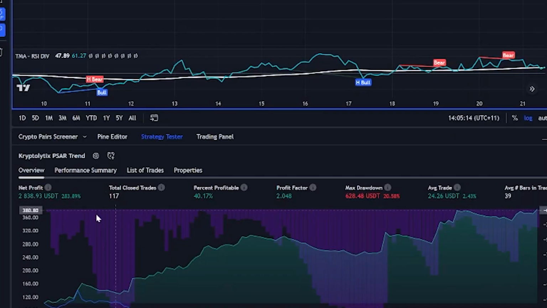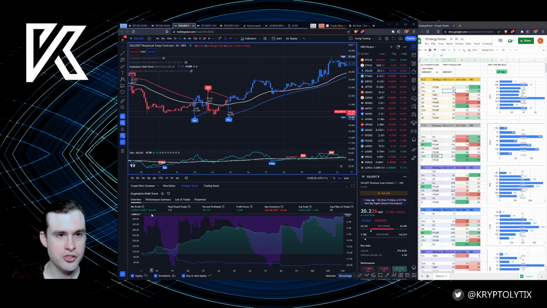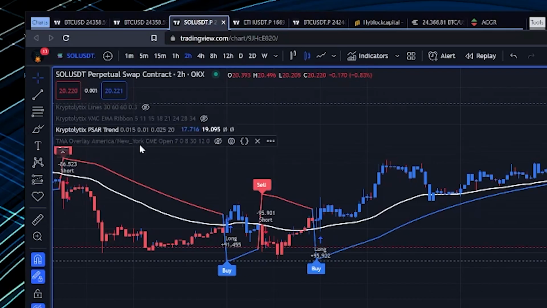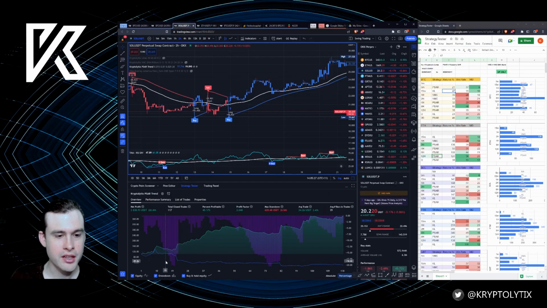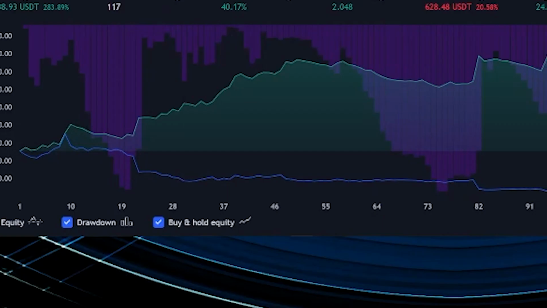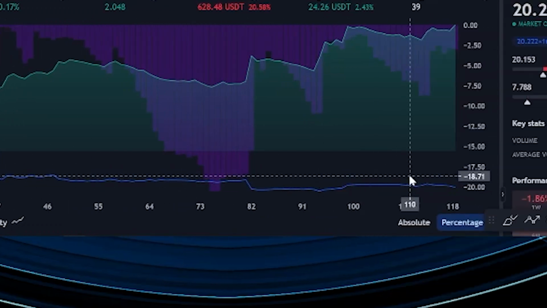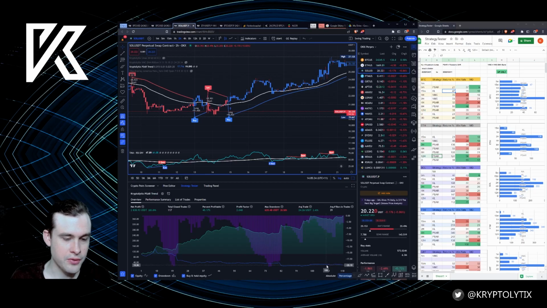So we've got net profit here. That's what the net profit is for the entire backtested date range. So you can see for Solana on the 2 hour, the PSAR trend was 283% profit. Pretty good during a bear market. And you can see buy and hold equities just fell off a cliff there. So you basically lost 90%, 95% of your worth if you were to do this. Whereas if you were to trade this instead, well, this is what you get.